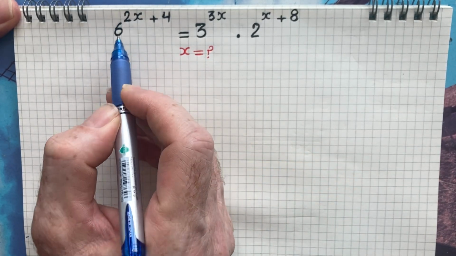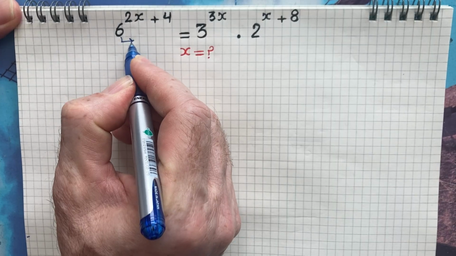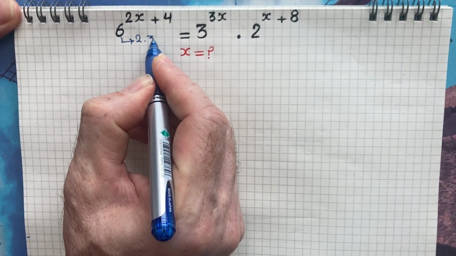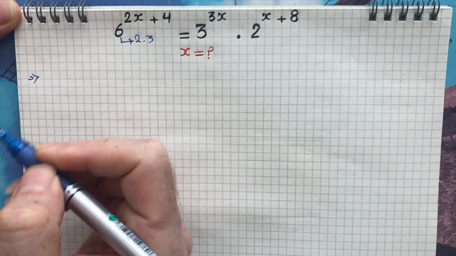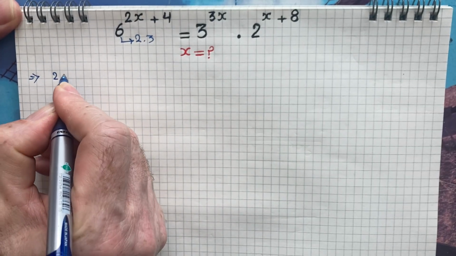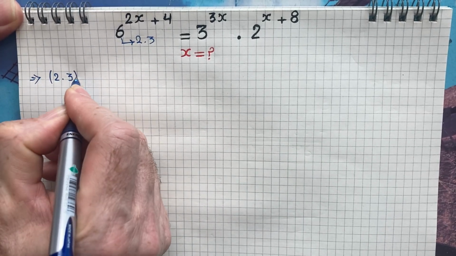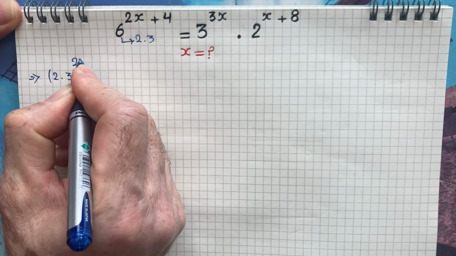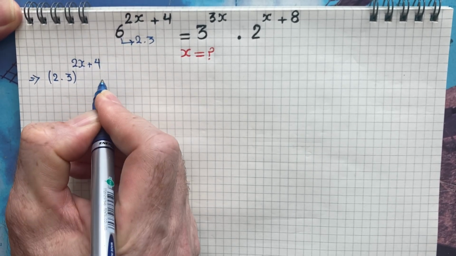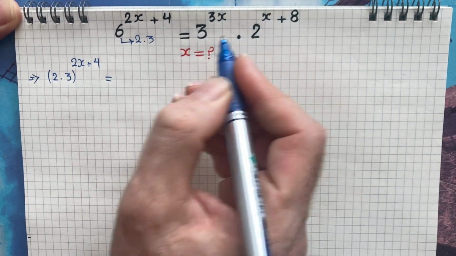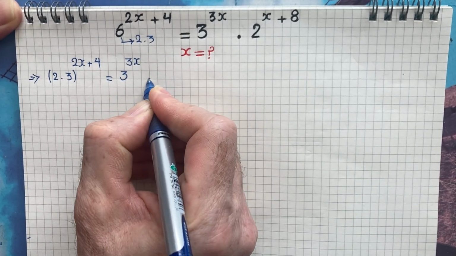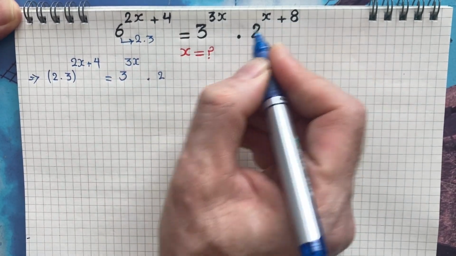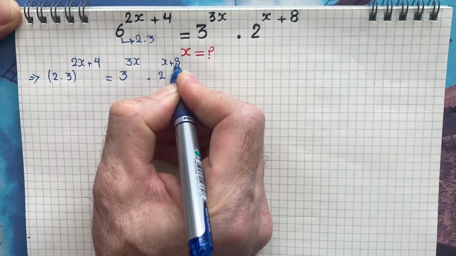First, I'm gonna rewrite this 6 as the product of 2 and 3. So here we go. It is gonna be, let me rewrite it here, (2 times 3) raised to 2x plus 4, right? And here we have 3 raised to 3x times 2 raised to x plus 8.